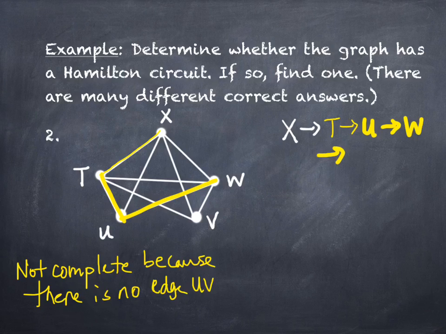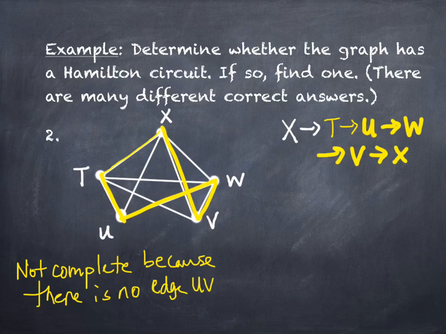And then V. And then X. So we found a circuit, right? It's a Hamilton circuit. It didn't use every edge. It doesn't have to. It's not an Euler circuit, right? It's a Hamilton circuit. But it went to every single vertex.